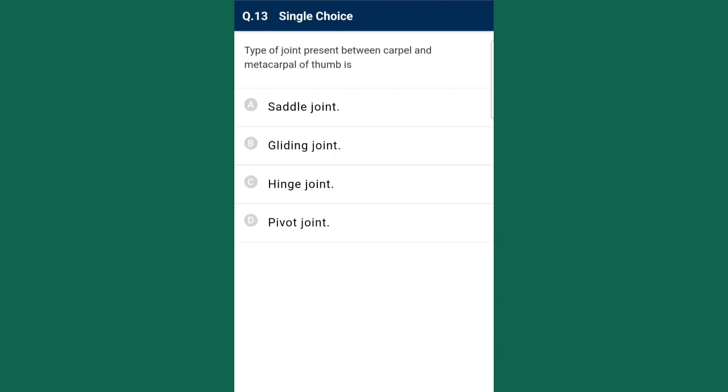Question number 13. Type of joint present between carpal and metacarpal of thumb is. The type of joint present between carpal and metacarpal of thumb is saddle joint. So the answer for this question is option A.